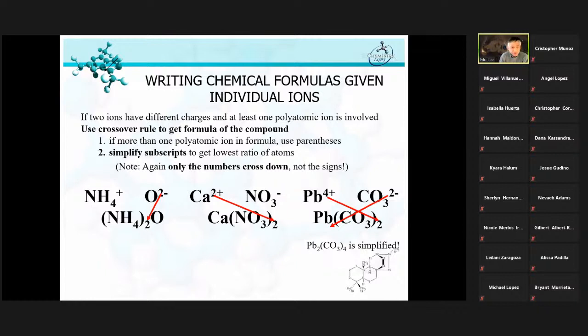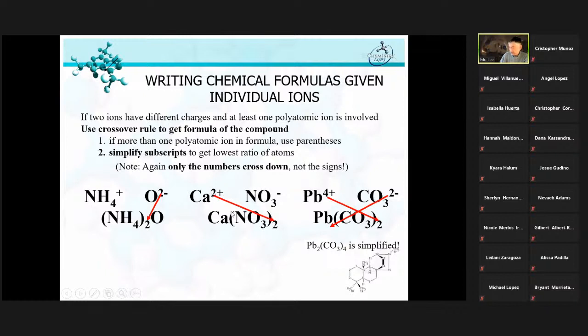All right. Again, we use the same crossover. So we have this. The only positive cation is this ammonium ion, and we have the oxide ion here. The 2 from the oxygen goes to the ammonium, and then the 1 goes to the oxygen. But again, we don't write the 1. And we have to put a bracket in there, or a parentheses.